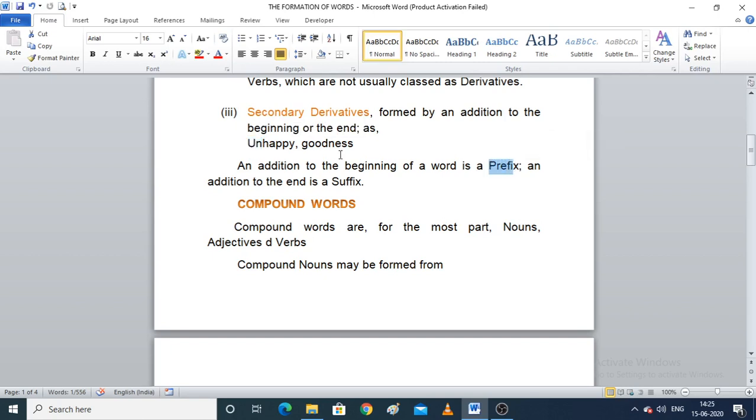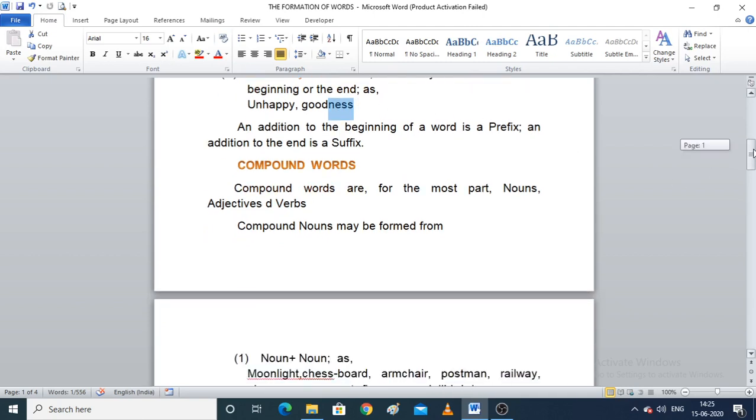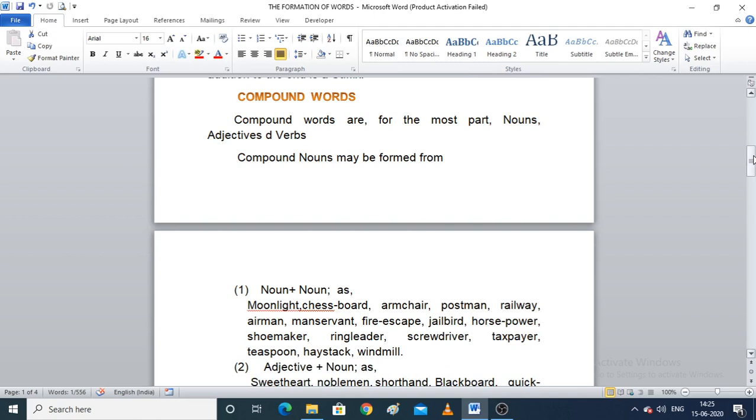Okay, and when we add something after a word, goodness is a word. We are adding ness after the word good. So this ness would be known as the suffix. So when we add something before a word, it is known as prefix. When we add something after the word, it is known as suffix. Now let's read about compound words in a more detailed manner.